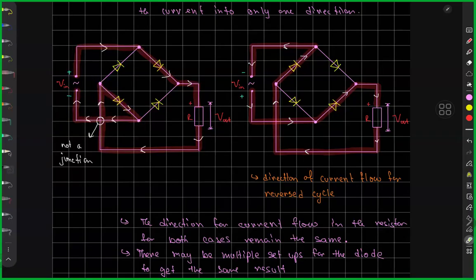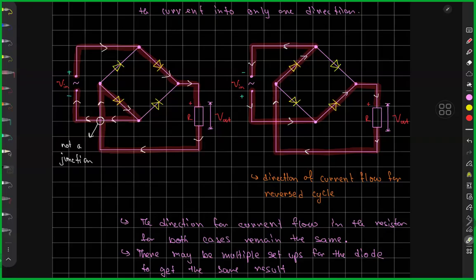And you guys need to be very used to this. These are questions which will come in your way. You have to draw the direction of diodes. It is less physics and more puzzle, the way I look at it. So get used to this: drawing diodes and setups where full wave rectification is possible.